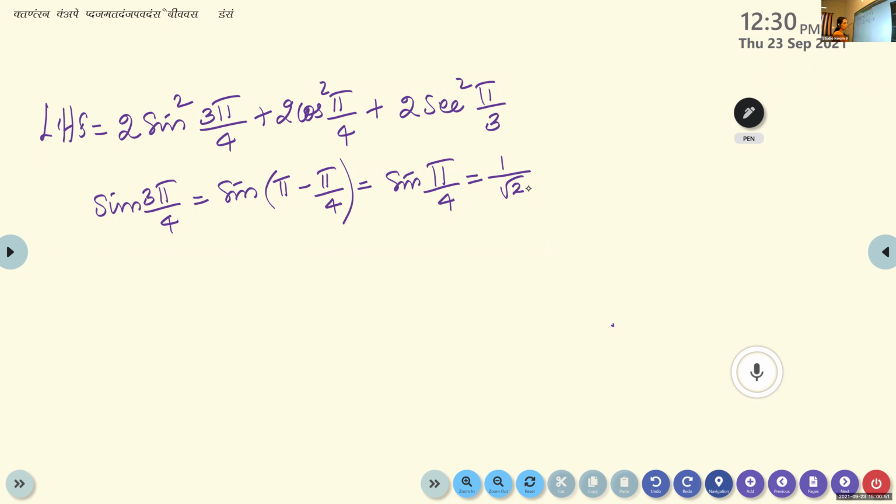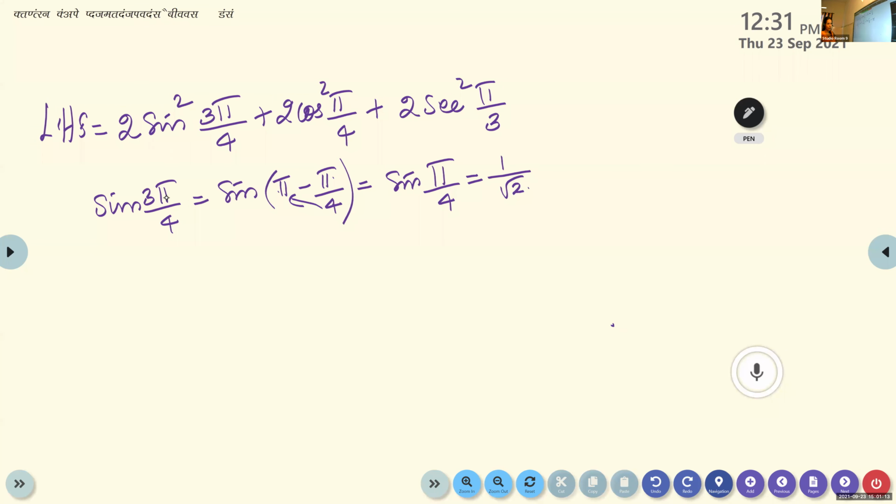1 by root 2. Is it okay? Sine 3 pi by 4, how can we write it? Pi minus pi by 4. Look here, if you take the LCM, you get 4 pi minus pi, which is 3 pi by 4. So 3 pi by 4 we are writing as pi minus pi by 4.